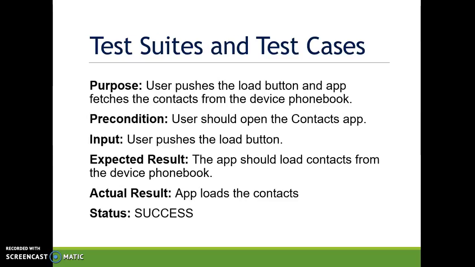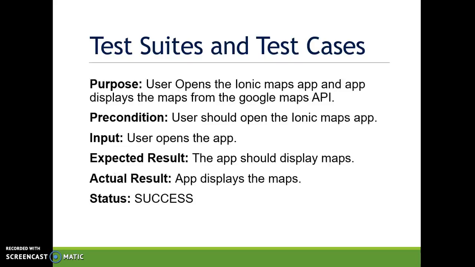Similarly, for the second one, we push the load button and the app fetches the contacts from the device phone book. The condition is that the user should open the contacts app. The input is the user pushes the load button, and the result is the app loads the contacts. For the last one, the test purpose is that the Ionic Map app displays the maps from the Google Maps API. The condition is the Ionic Maps app. The input is the user opens the app. The actual result is the app displays the map and the status is success.